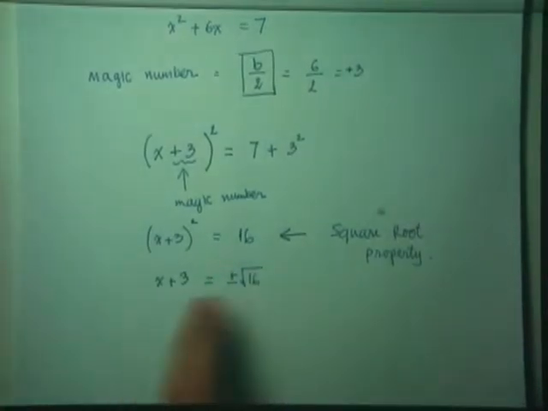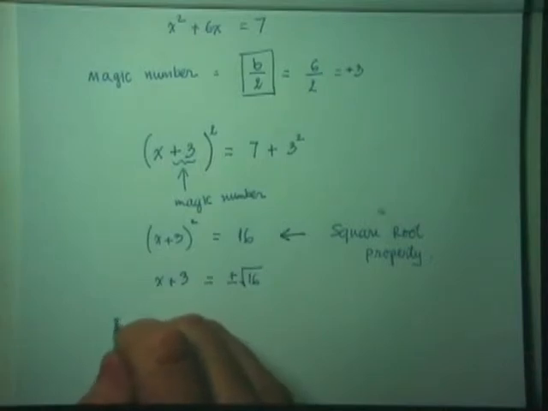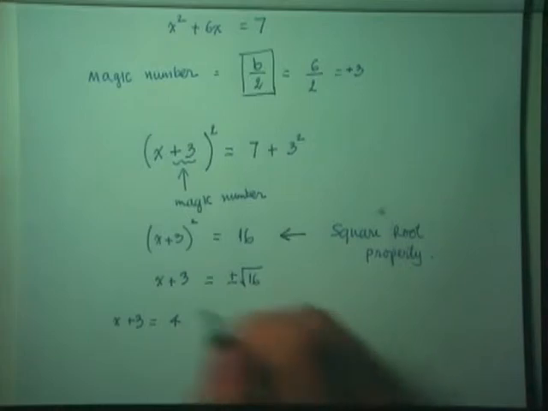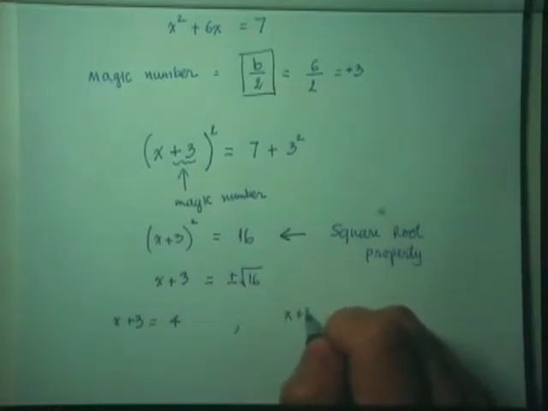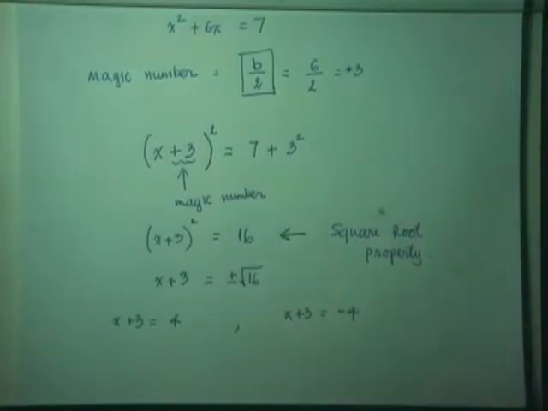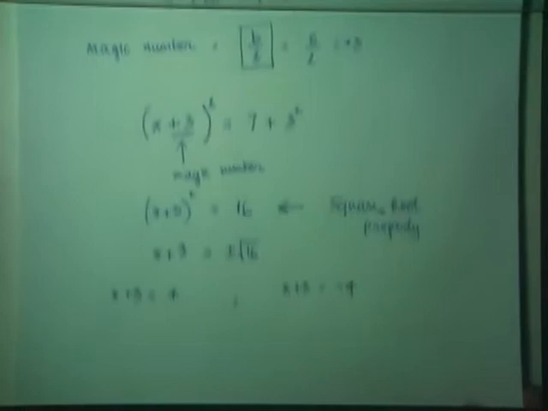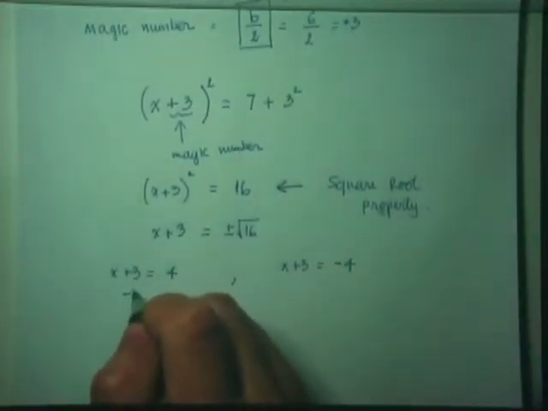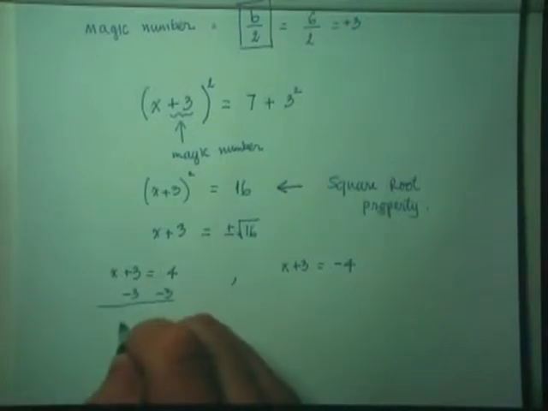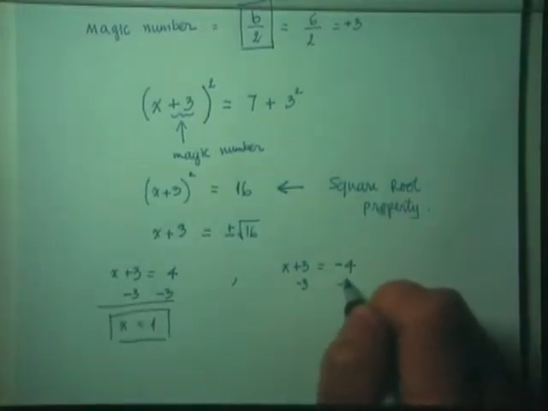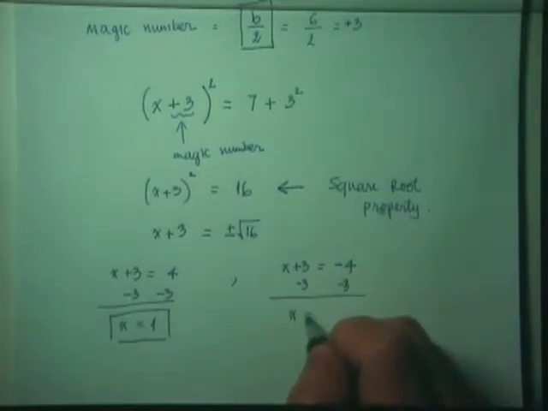And so this equation at this point is telling me that on one hand I have x plus 3 equals the positive square root of 16, which is 4. On the other hand, x plus 3 equals the negative square root of 16, which is negative 4. So once again I produce for myself two sub-equations to solve. Subtracting 3 from both sides of my first equation gave me x equals 1. Subtracting 3 from both sides of my other sub-equation gives me x equals negative 7.